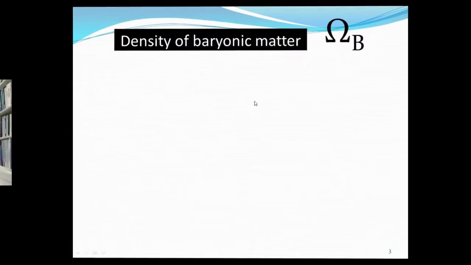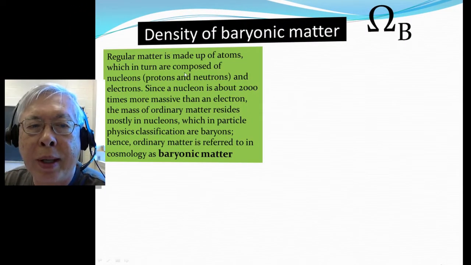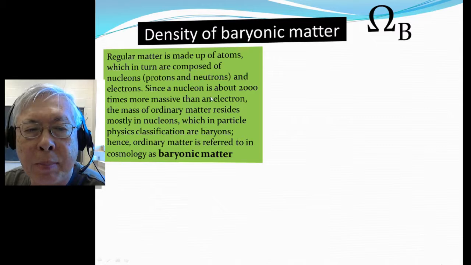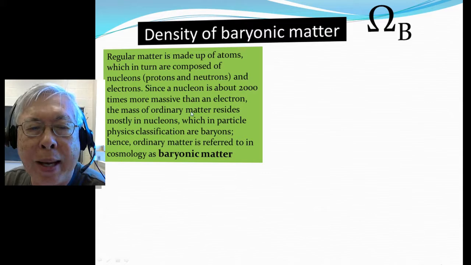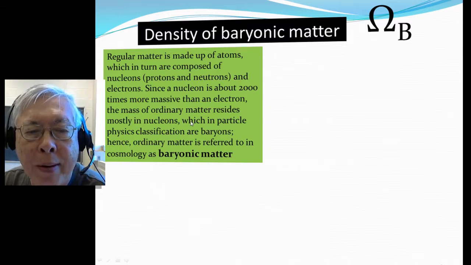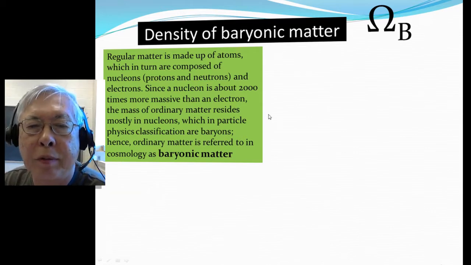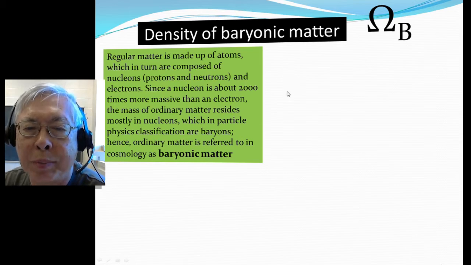First, we're going to talk about so-called baryonic matter. Regular matter is made of atoms, which in turn are composed of nucleons, protons, neutrons, and electrons. Since nucleons are about 2,000 times more massive than electrons, the mass of ordinary matter resides mostly in nucleons, which in particle physics classification, proton and neutron, are baryons. Hence, ordinary matter in cosmology is referred to as baryonic matter. So when you hear baryonic matter, it simply means ordinary atoms.